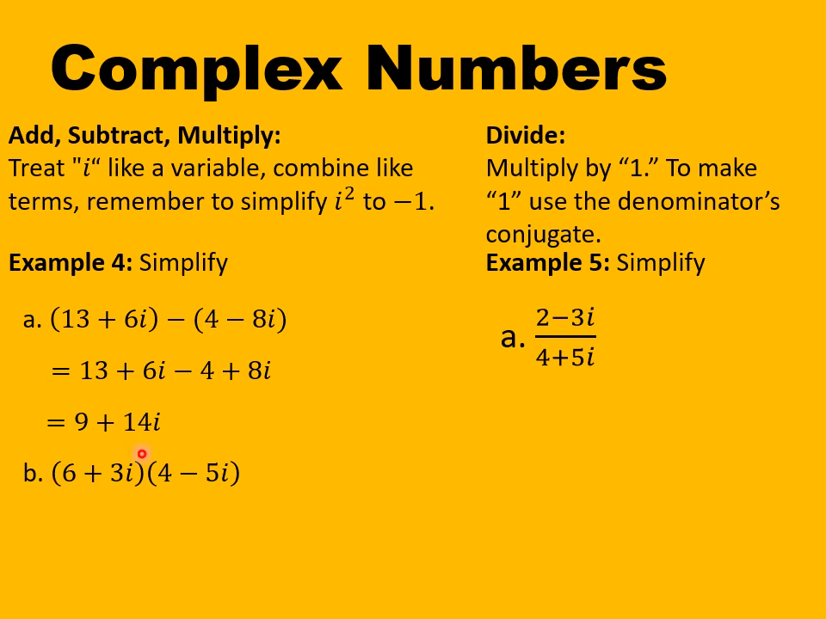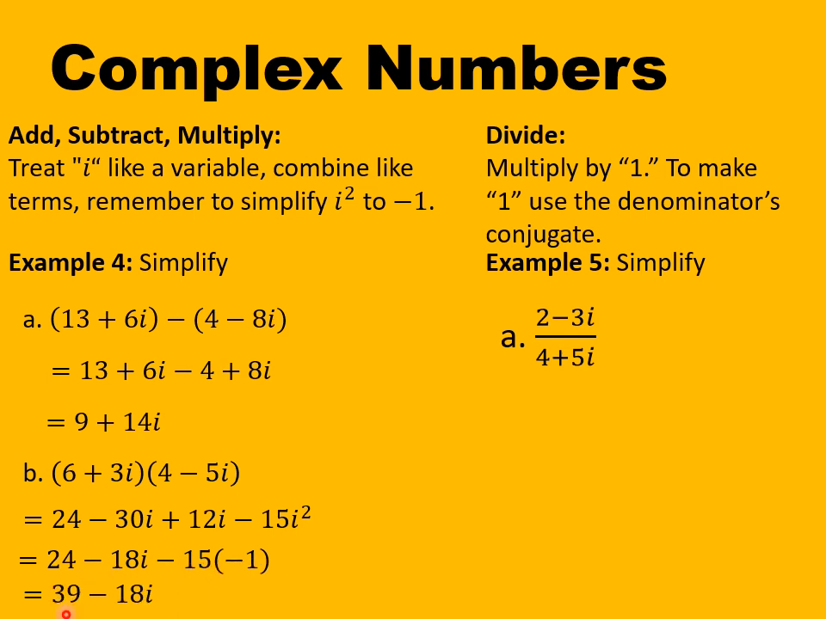Multiplying, we have to take the 6 times everything, so 6 times 4, 6 times -5i, and then the 3i times 4 and the 3i times -5i. Gets us 24 minus 30i for the 6 times everything in the second set of parentheses. 3i times 4 is 12i, 3i times -5i, well 3 times -5 is -15, i times i is i squared. Right here we got to remember the i squared is -1. But we can combine these two in the middle. -30i plus 12i is -18i. -15 times -1 is going to be plus 15, so 24 plus 15 is 39. So our end answer is 39 minus 18i.